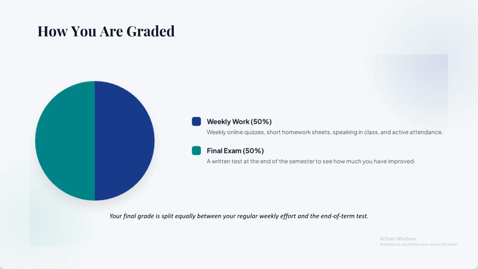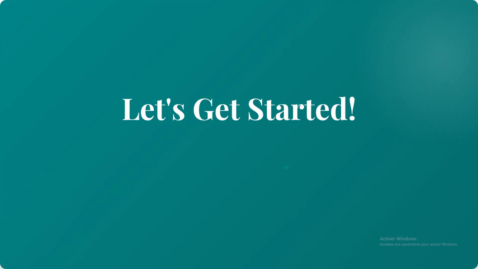Concerning the assessment, how you are graded. First, you have weekly work, 50% of the grade, which is weekly online quizzes, short homework sheets, speaking in class, and active attendance. And 50% is the final exam, a written test at the end of the semester to see how much you have improved. So your final grade is split equally between your regular weekly efforts and the end of term test. Here we are, let's get started.